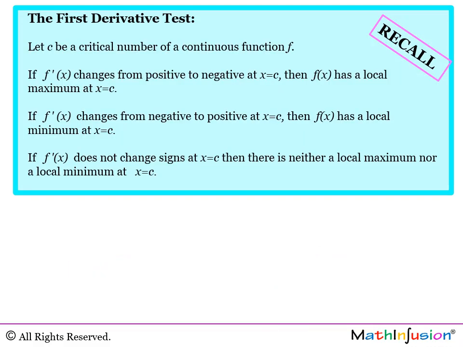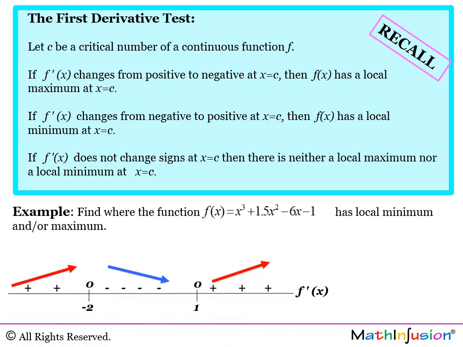Let's recall now the first derivative test. Let c be a critical number of a continuous function f. If the derivative of the function changes from positive to negative at x equals c, then the function has a local maximum at x equals c. If the first derivative changes from negative to positive at x equals c, then the function has a local minimum at x equals c. And if the derivative of the function does not change signs at x equals c, then there is neither a local maximum nor a local minimum at x equals c.